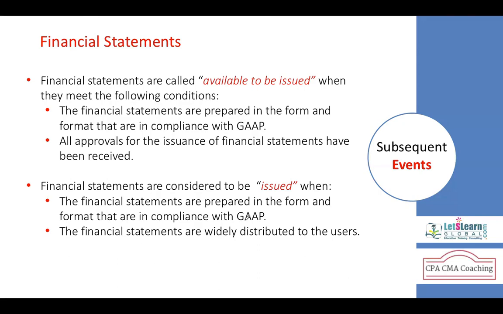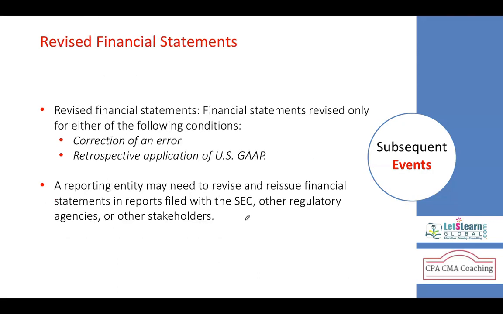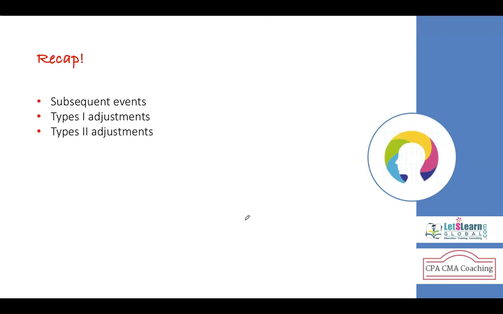But if anything comes to his attention, he may have to discuss with the management the impact of the subsequent events. If any subsequent event needs to be disclosed or needs to be adjusted in the books, then you need to revise your financial statements, if there is an error or a retrospective application. Otherwise, just mention it in the notes of the financial statements.